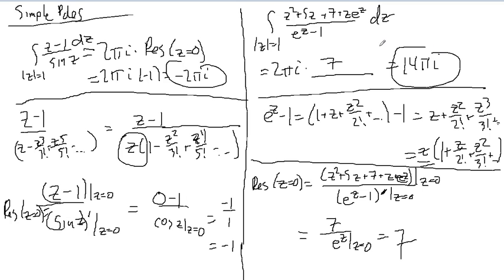So if you have a simple zero in the denominator and the top is holomorphic everywhere, this is a really slick way of figuring out what the residue is, which allows you to figure out the integral.